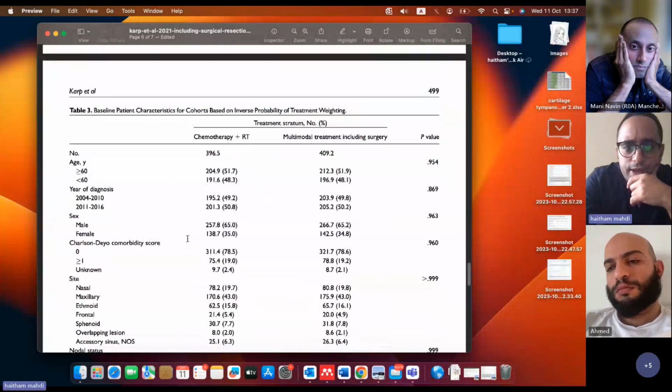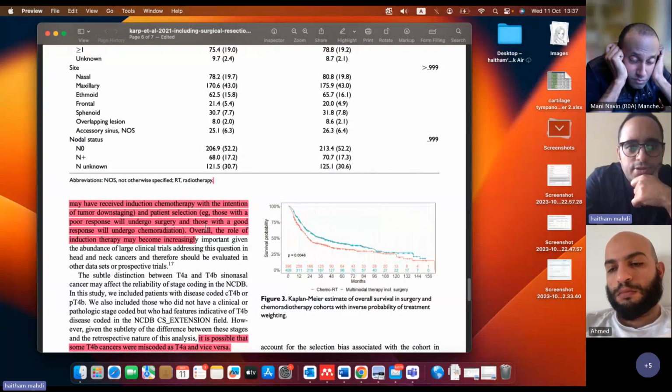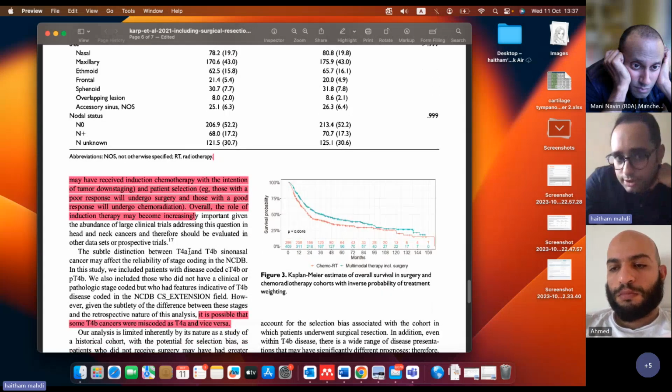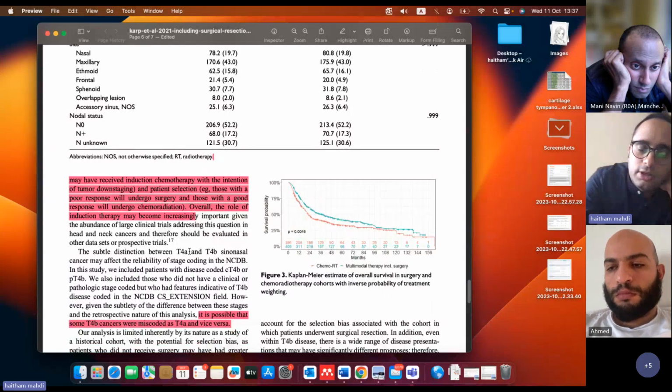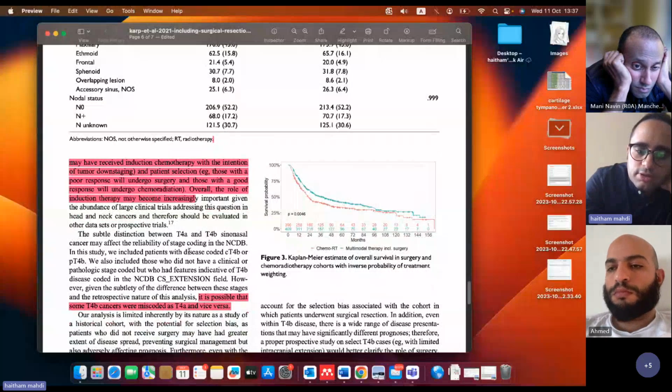So here, patients who may have received induction chemotherapy with intention of tumor downstaging and patient selection, those with a poor response will undergo surgery, and those with a good response will undergo chemoradiation. Overall, the role of induction therapy may become increasingly important, but this hasn't been in the data analysis which they have had. So this is something to consider as well in these cases.